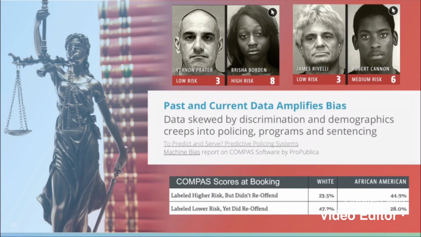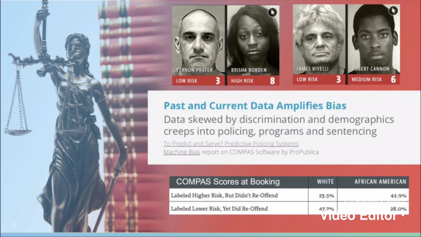Interestingly enough, Vernon actually had committed prior offenses of that same nature. He went on to then commit armed larceny. And Brescia never recommitted again. She only had a few misdemeanors in her younger days as a juvenile. Never reoffended. And the Compass software has been shown, as you can see down below, that it tends to underestimate the recidivism for Caucasian white offenders and overestimate the recidivism for African Americans. And so this has been shown to happen over and over again.